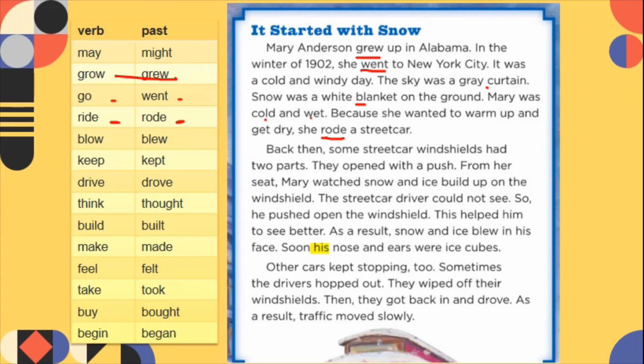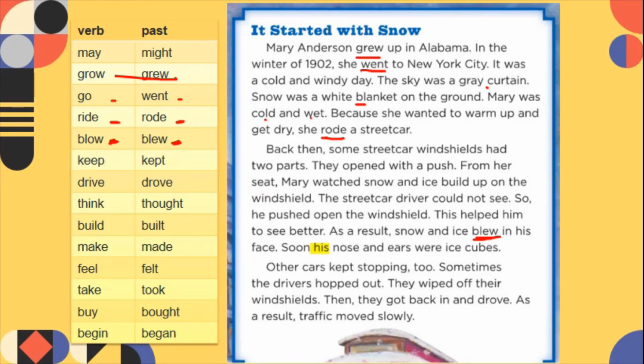Back then, some streetcar windshields had two parts. They opened with a push. From her seat, Mary watched snow and ice build up on the windshield. The streetcar driver could not see, so he pushed open the windshield. This helped him to see better. As a result, snow and ice blew. So blew also, this is an irregular verb in the past. Its base form is blow. It becomes blew in the past.